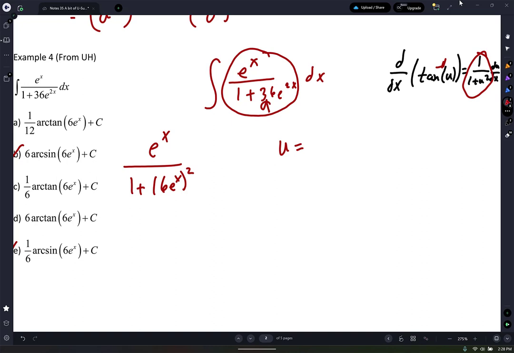You see that it's a 36, and you should be thinking, well, 6 squared is 36. So you go (6e^x) and you put the 2 there. There it is. That (6e^x)² is 36e^2x. Cool or not cool?